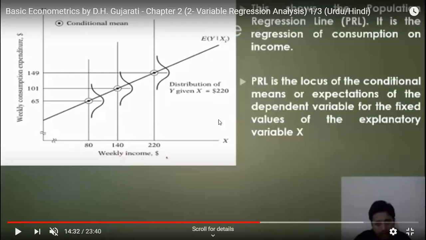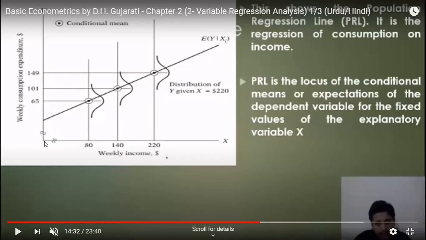Any question? Any confusion? So how do you explain this height here? When income is 0, then the conditional mean of consumption will be beta 1. Exactly. So when income is 0, then consumption on average is beta 1. The conditional mean of consumption is beta 1. This is how you explain regression.